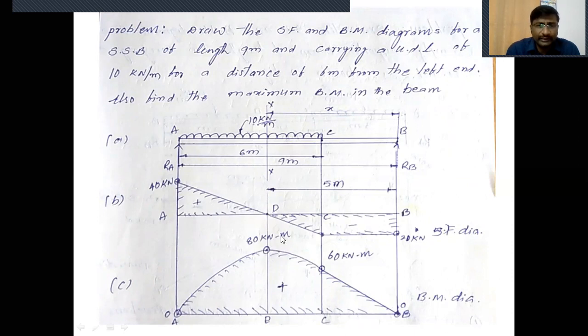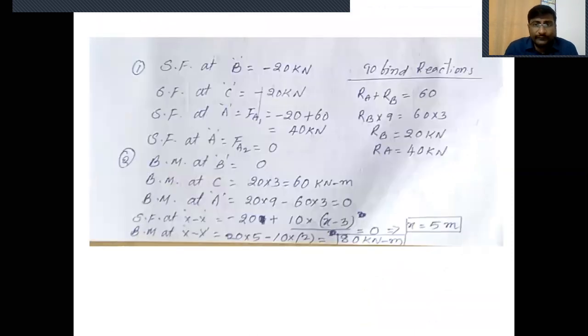Clear, students? Before going to draw the shear force and bending moment diagram, we should find the RA and RB values, that is, the reaction forces at the supports. How to find the reaction forces? As I already told you in the previous classes, by taking the equilibrium equations, you can get the reaction forces. So first of all, find the reaction forces.